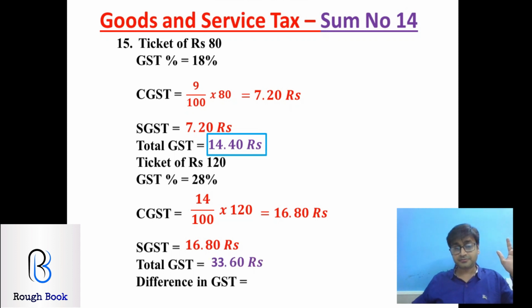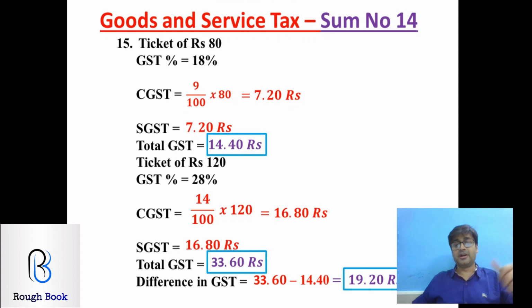Mental math again. Subtract the two boxes to get the difference of the GST rate. Anybody mental math? 19.20 is what I heard. Perfect. Good job guys. 19.20 is the answer. Well, I've done brilliant guys. With this we come to the end of this exercise.